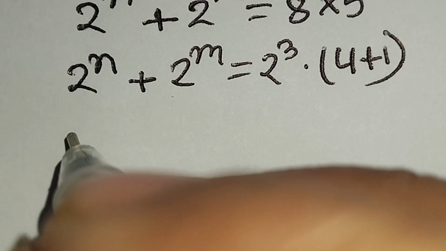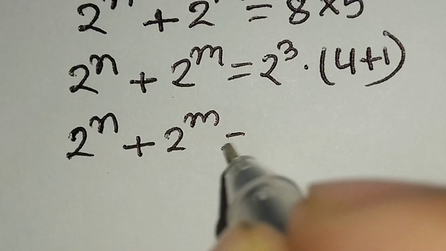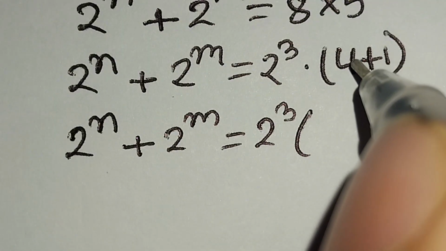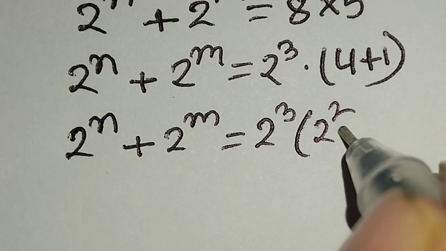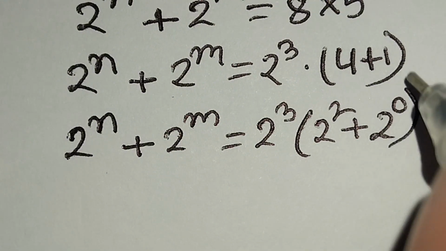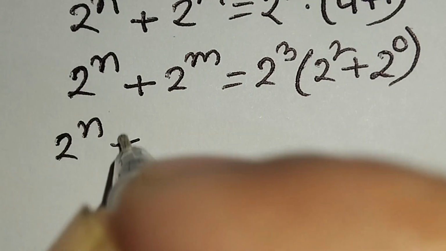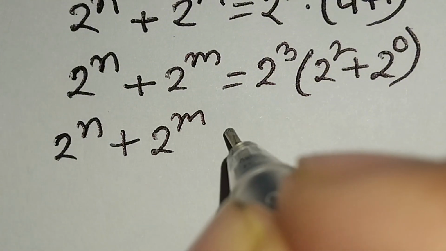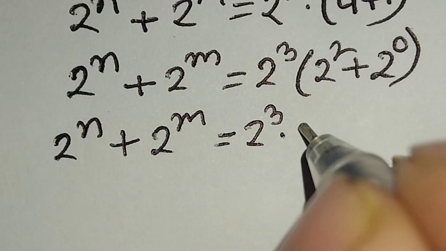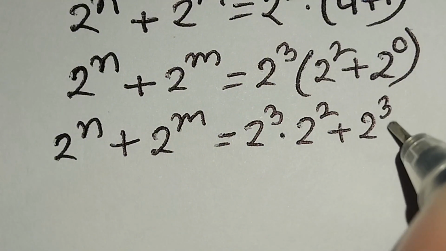Here 2 to the power n plus 2 to the power m equals 2 cube times, we can write this 4 as 2 square plus we can write this 1 as 2 to the power 0. 2 to the power 0 is equal to 1. So 2 to the power n plus 2 to the power m equals 2 cube times 2 square plus 2 cube times 2 to the power 0.